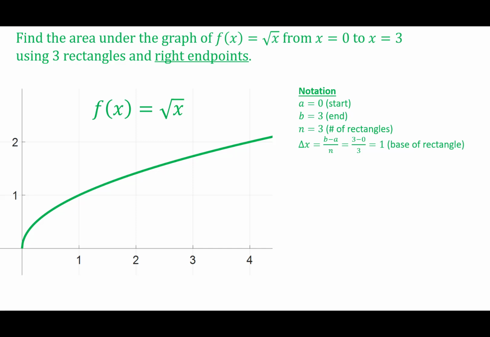And the last bit of notation we'll use is capital R with a subscript of n. It means we're using right endpoints using n rectangles. So in this case, we're trying to find R sub 3, right endpoints using three rectangles. All right, let's get a visual now.